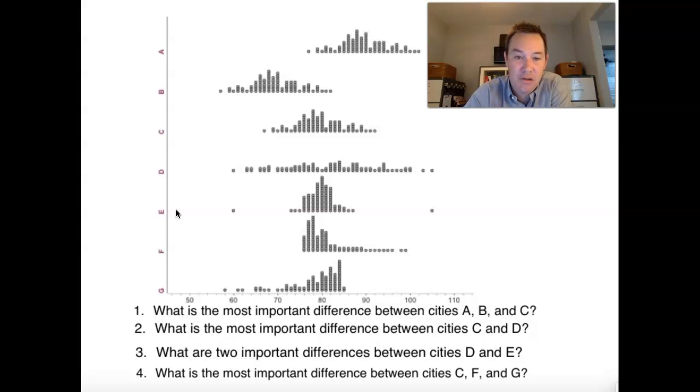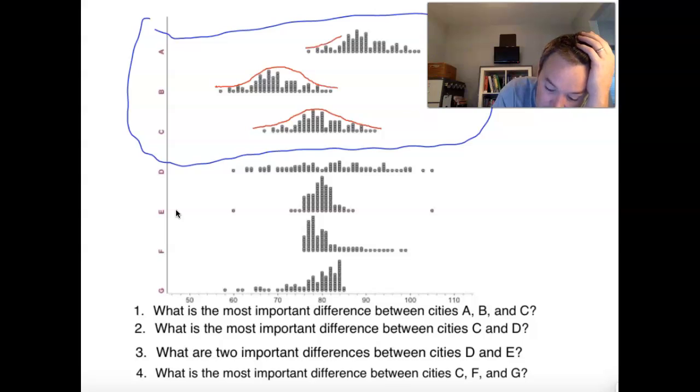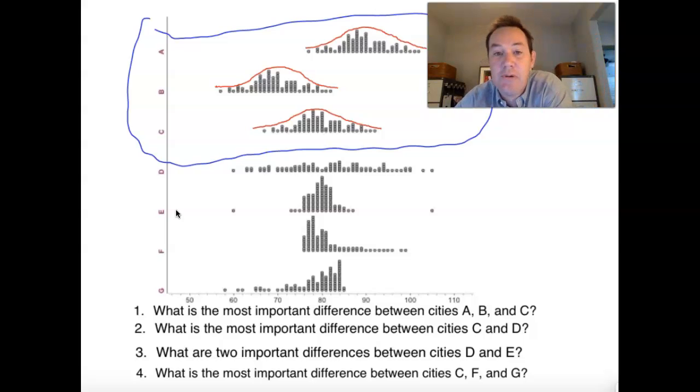So the first thing to ask is, what is the most important difference between cities A, B, and C? So we're just looking at these top three cities. And we want to know about what's their most important difference. One thing we can do is if we trace kind of the general shape of the distribution, we get an idea of roughly what that shape is. We're going to learn later on, this is called a density curve.